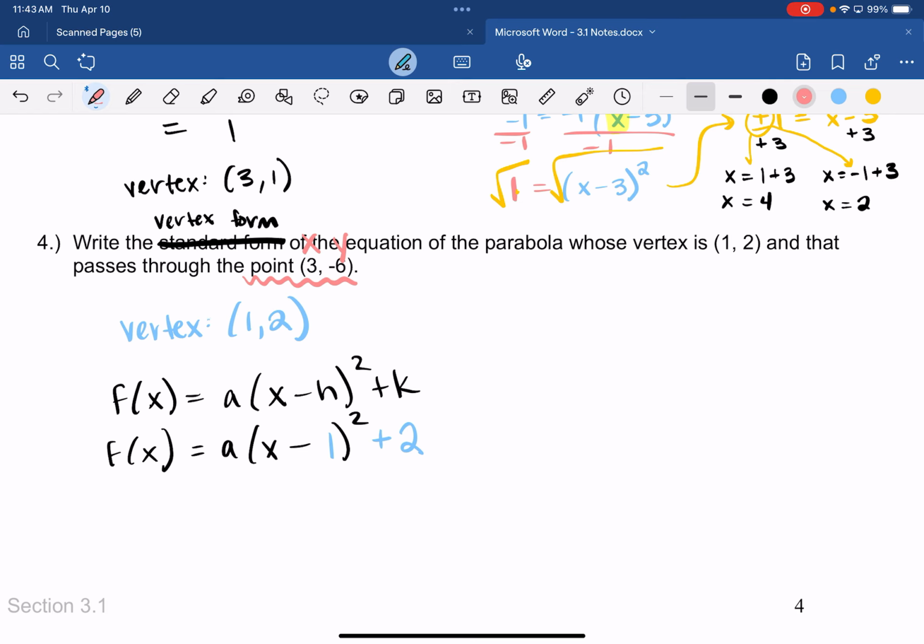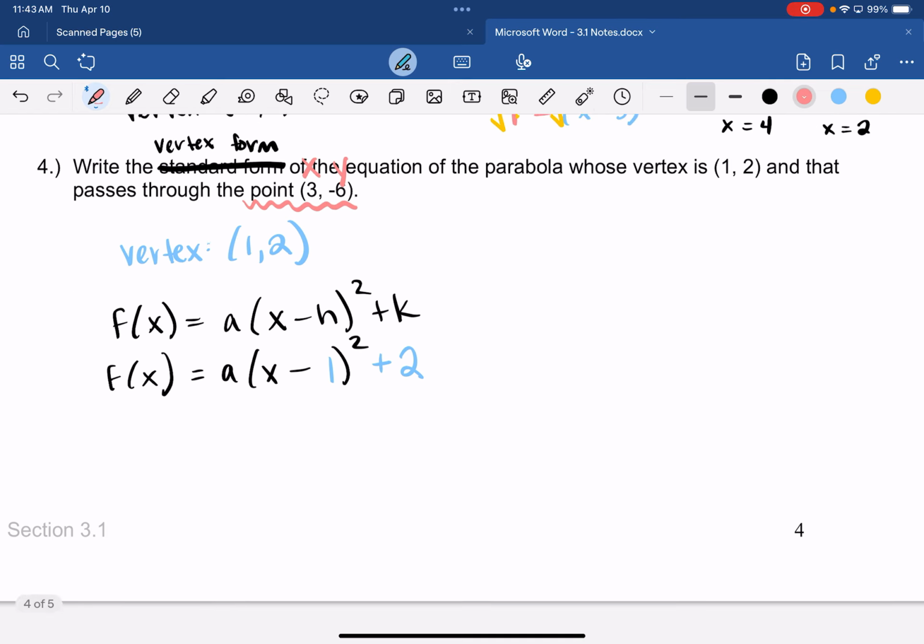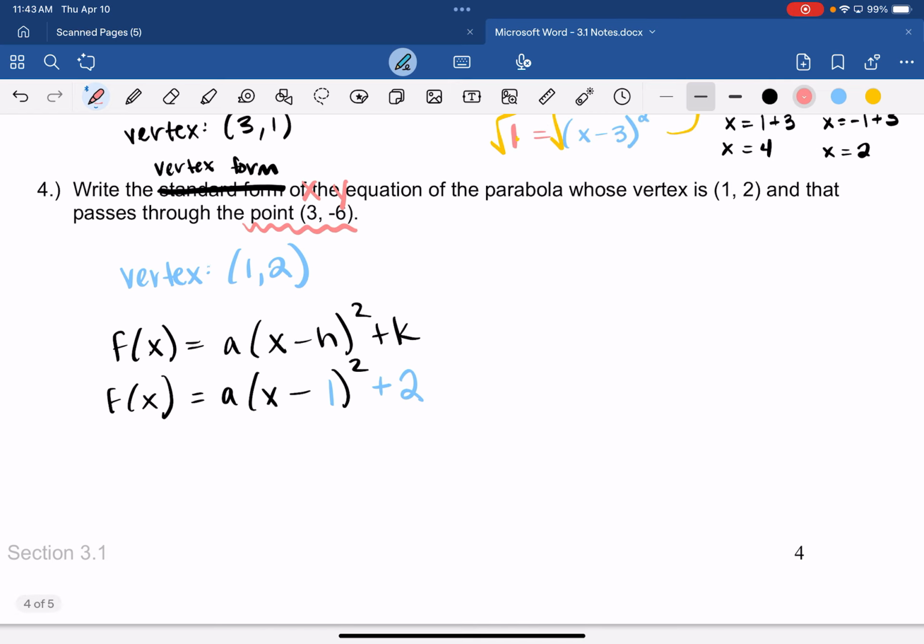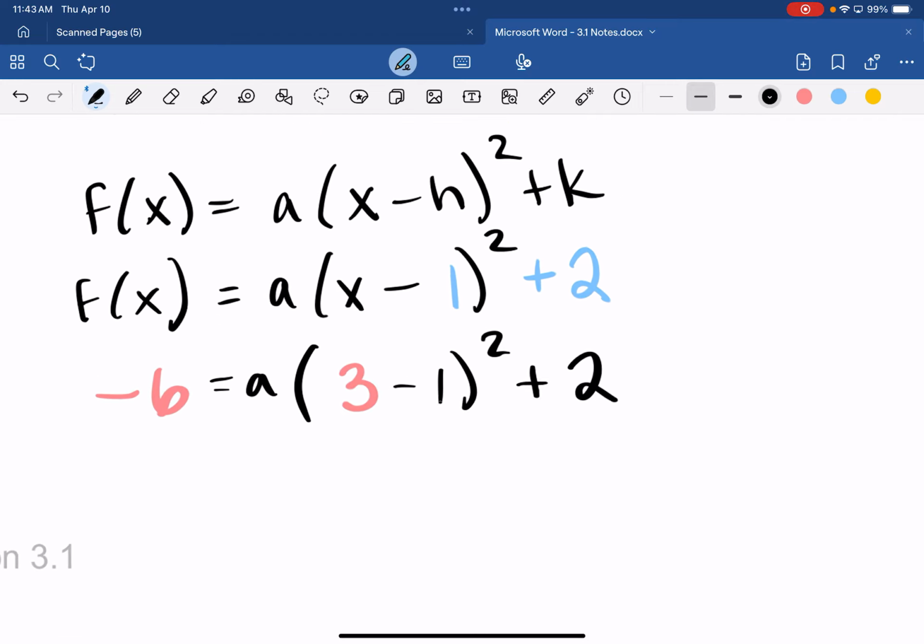So what we're going to do is take those values and plug them in. You agree with me? f of x is the same as y. So let's plug in negative 6 and 3. All we're doing is plugging in the values of that second point, and now we're just going to solve for A. That sounds way harder than it actually is.